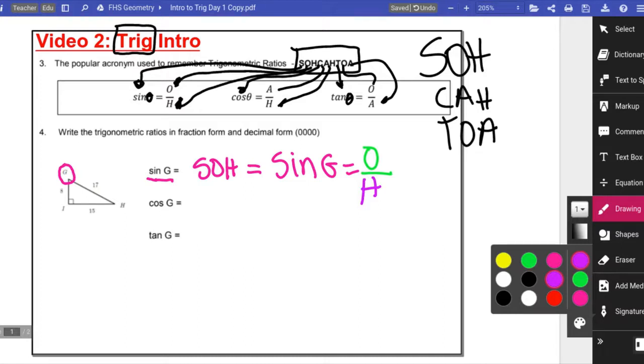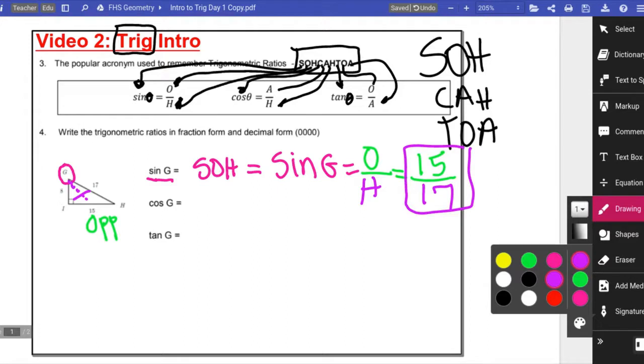All right, so let's do this. G, what's opposite to G? That's opposite right here. What number is that? That's number 15. 15 over, all right, next is the hypotenuse. How do I find it? Hypotenuse is always across from the right angle. Boom, 17.